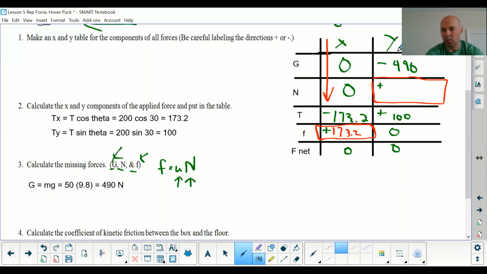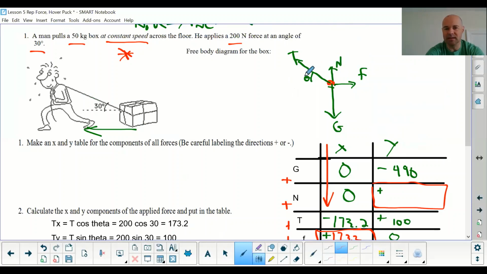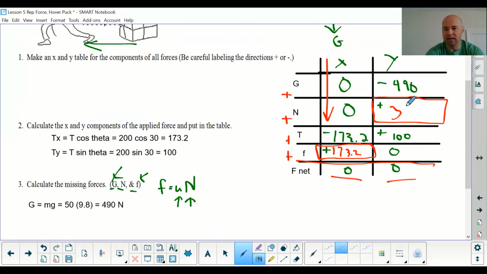And then for the y, I have negative 490 plus some normal force plus 100 plus 0 gets me to 0. You're just adding all these forces together in their X and Y components to get the net force on the X and the net force on the Y. And we said that because it's a constant velocity, everything's balanced, so these are both zeros. So to make this balance out, this is negative 490 going down, I need a positive 490 going up, and this tension is only 100, so the normal force has to be 300. Sorry, 390. So positive 390 is my normal force.